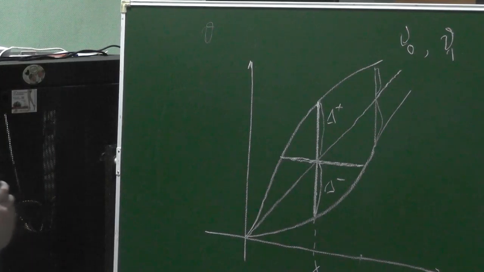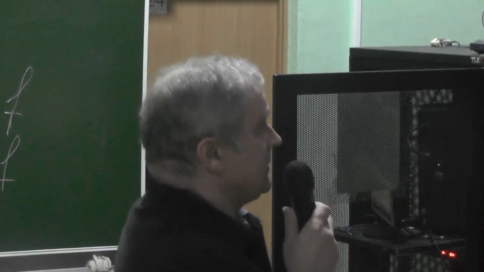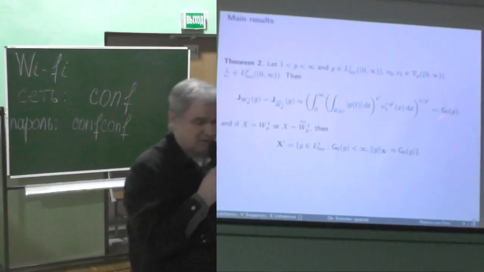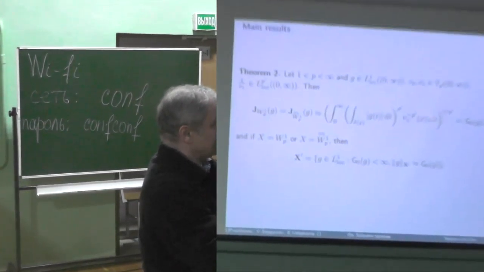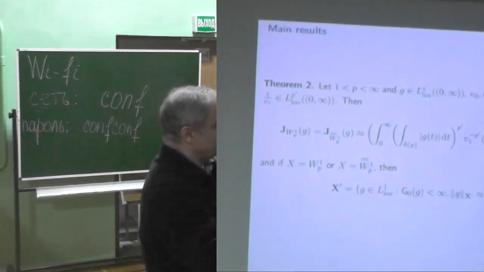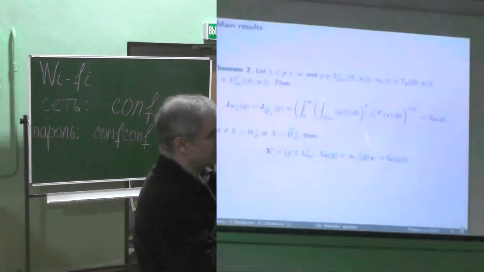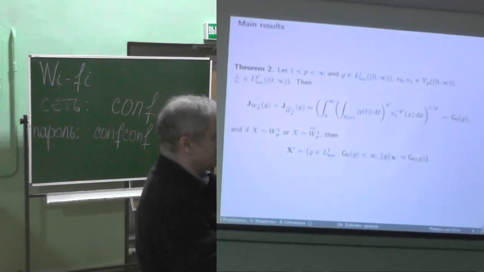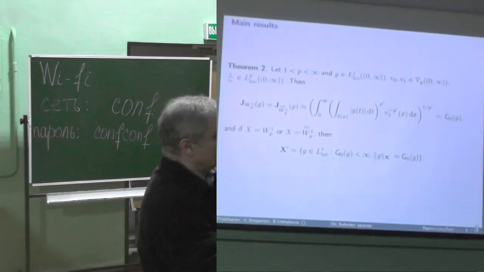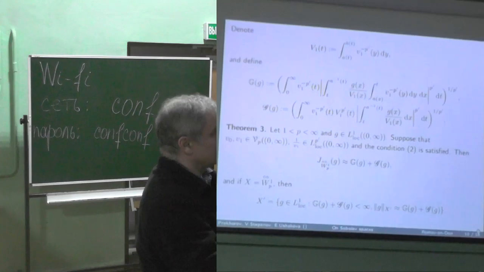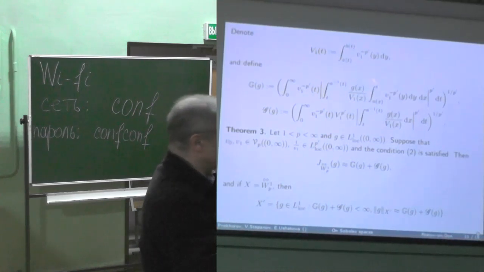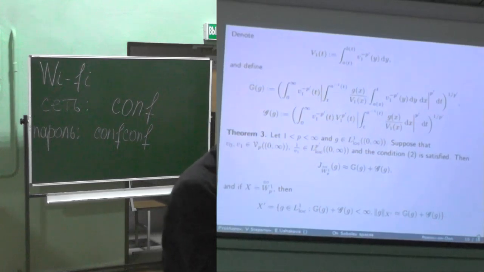And so using that construction, we can formulate our main result. This result is the following. For the second type, the stronger functional, we have a precise formula for that functional, and so we have a precise description of the associate space. The associate space is just those functions for which this norm is finite.